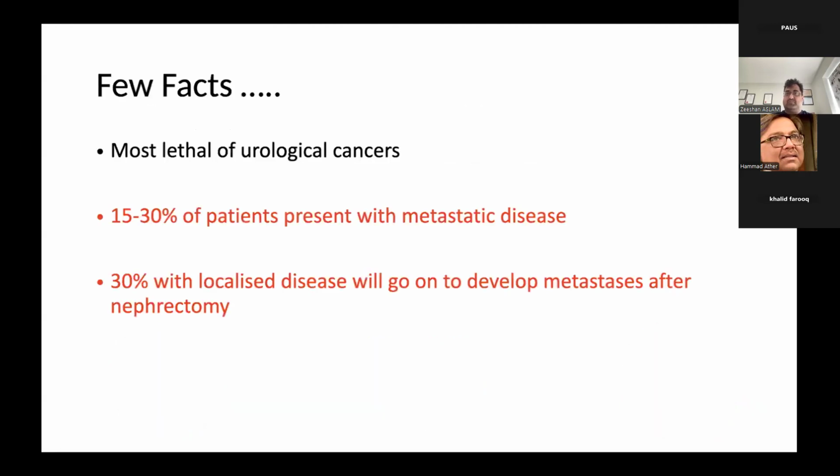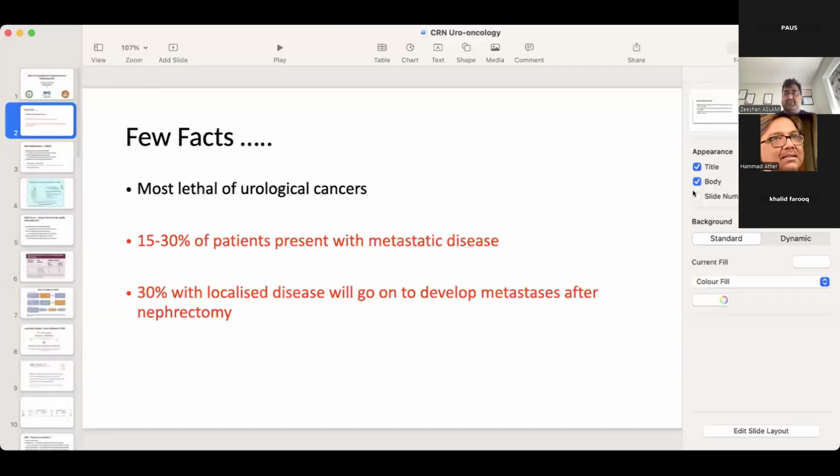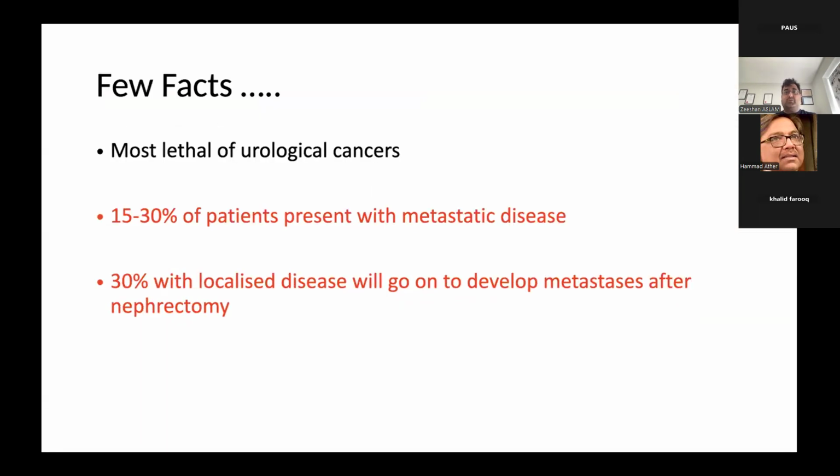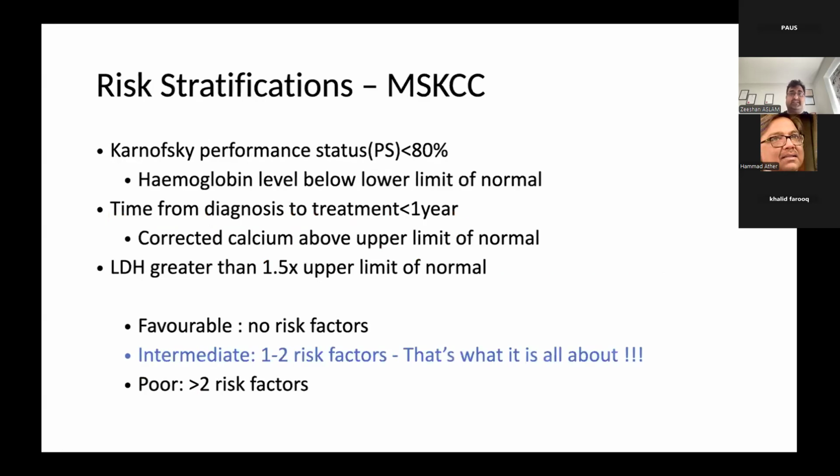So as you must have gone through all these during your curriculum and your studies, it's a dangerous disease with 15 to 30% of patients presenting with metastatic disease, and at the same time, of previously surgically treated patients, about 30% will go on to develop metastatic disease. So we are dealing with a lot of metastatic cases in this disease.